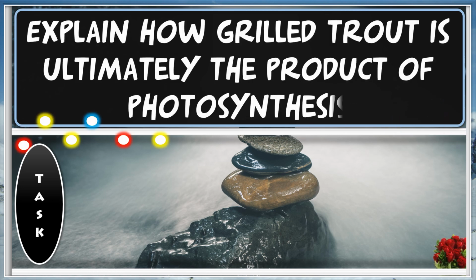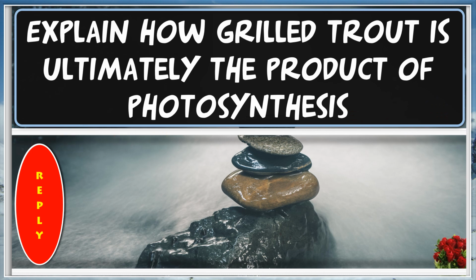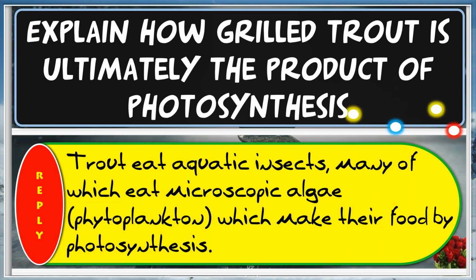Explain how grilled trout is ultimately the product of photosynthesis. Trout eat aquatic insects, many of which eat microscopic algae or phytoplankton, which make their food by photosynthesis.